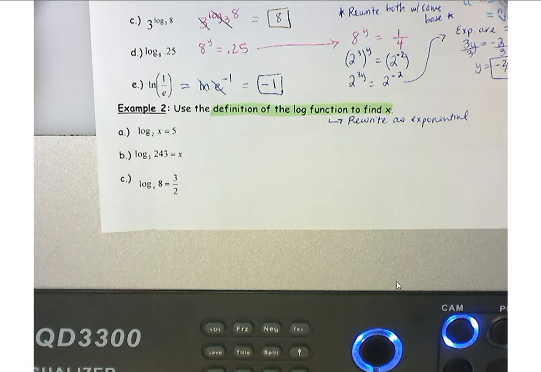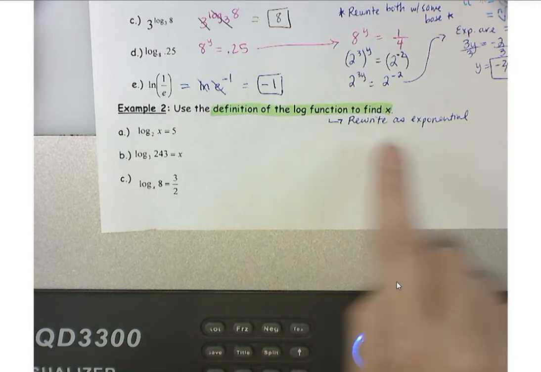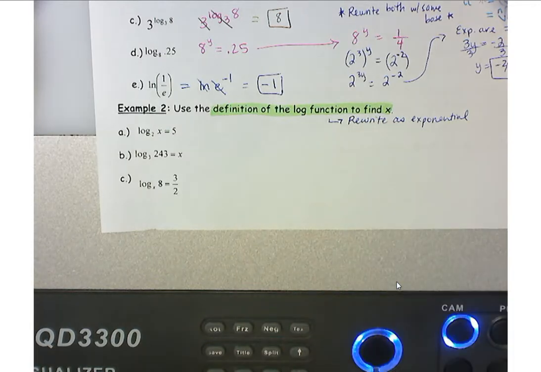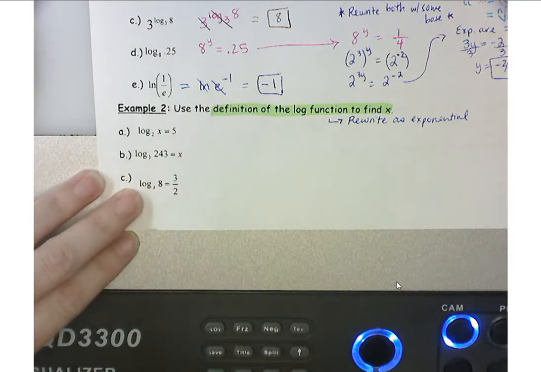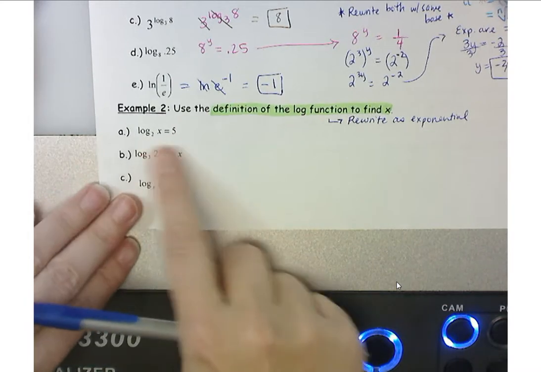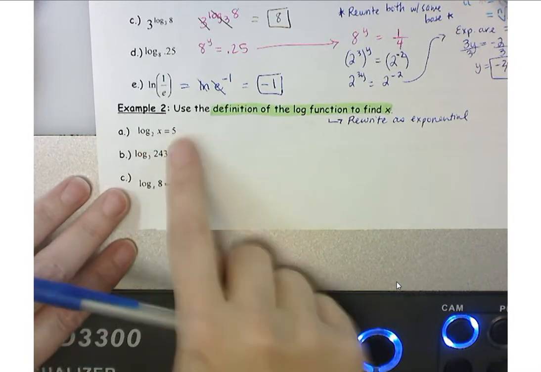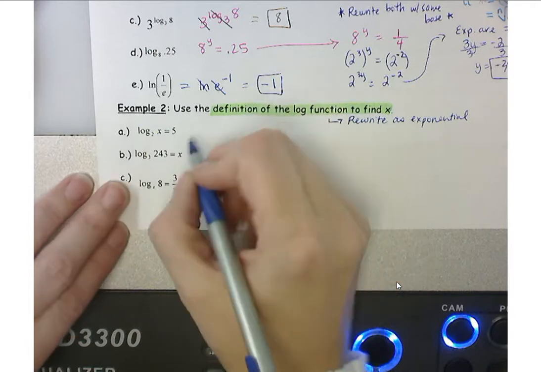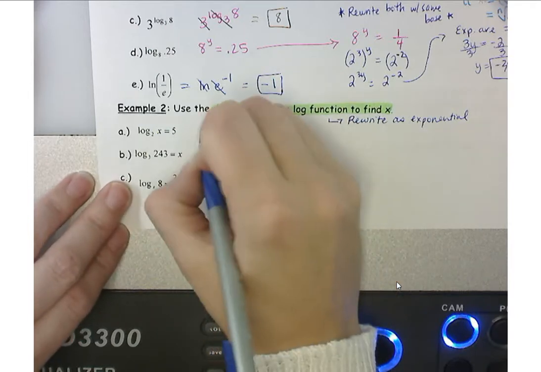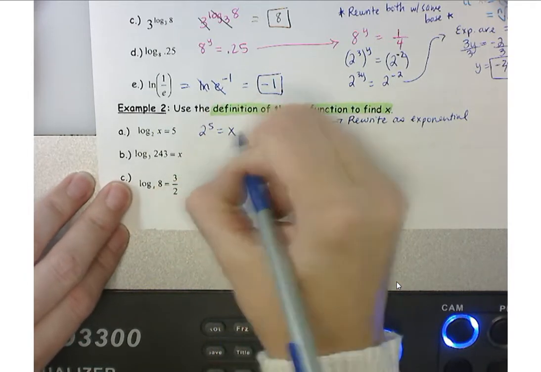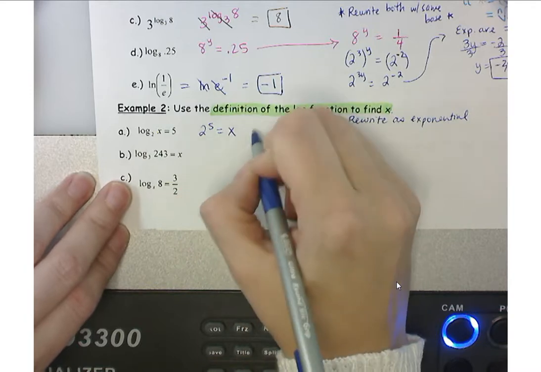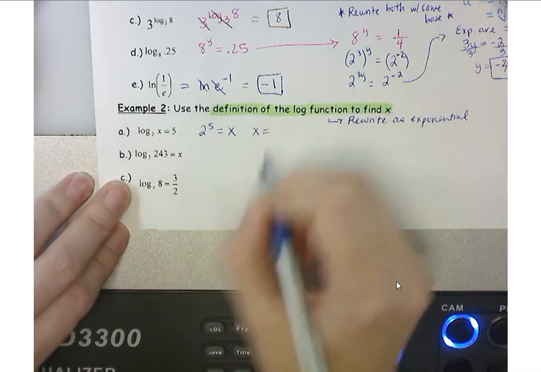Okay, so make sure that you guys are showing how you found it. So if you're using your definition, okay, I just gave you time to rewrite these as exponential functions, so that's what I want to see. Okay, so Anna, what was your exponential function for A? 2 to the 5th equals x. Good, 2 to the 5th equals x. And what is 2 to the 5th? Yep, good.